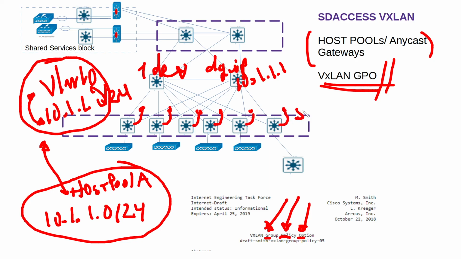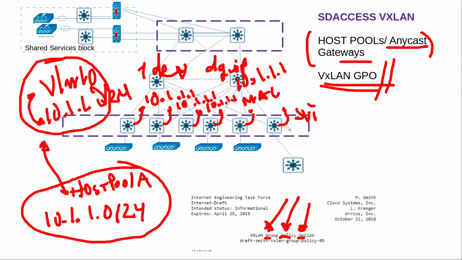We're going to create switched virtual interfaces at each edge node, and we are going to assign these SVIs the same IP address, and then we are going to also use the same MAC address. This is what is known as Anycast gateways.